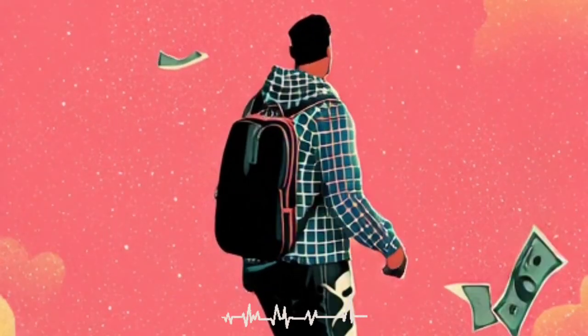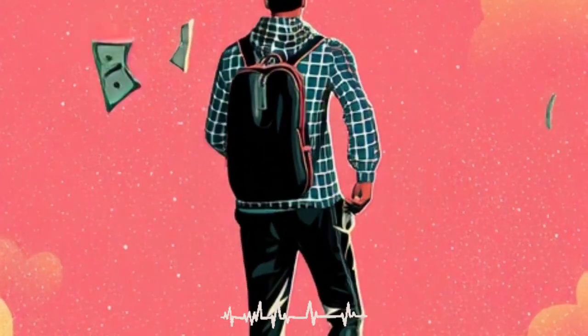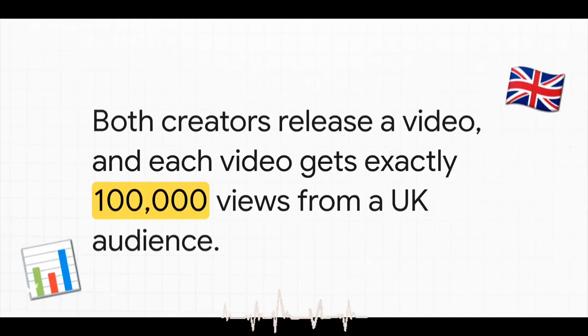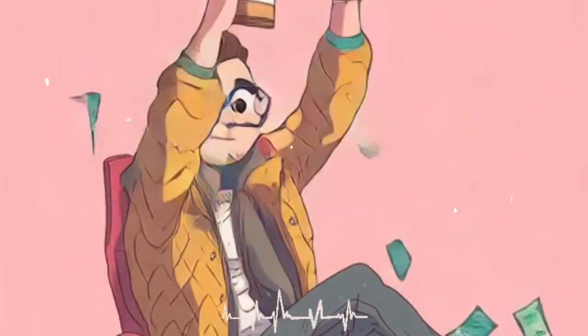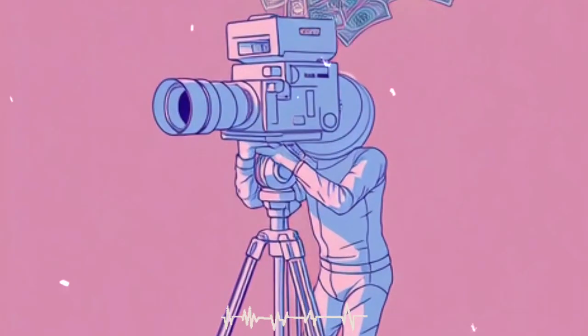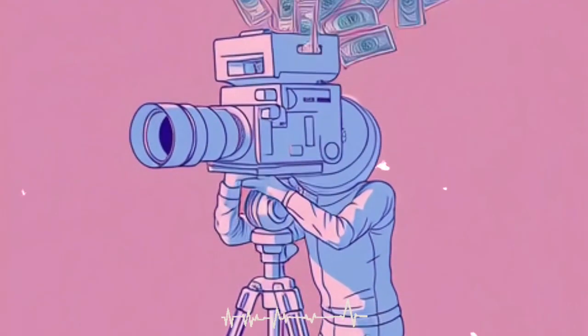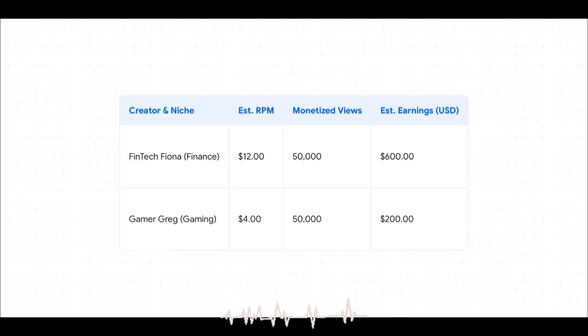Now, to make this a really fair fight, let's set up a scenario. They both upload a new video on the same day, and both videos do equally well. They each get exactly 100,000 views. Same view count, same UK audience. The only real difference here is their niche. Okay, time to crunch the numbers. First, we have to remember that not every single view gets an ad, because of things like ad blockers or people skipping ads. So let's be conservative and say about half their views are monetized.